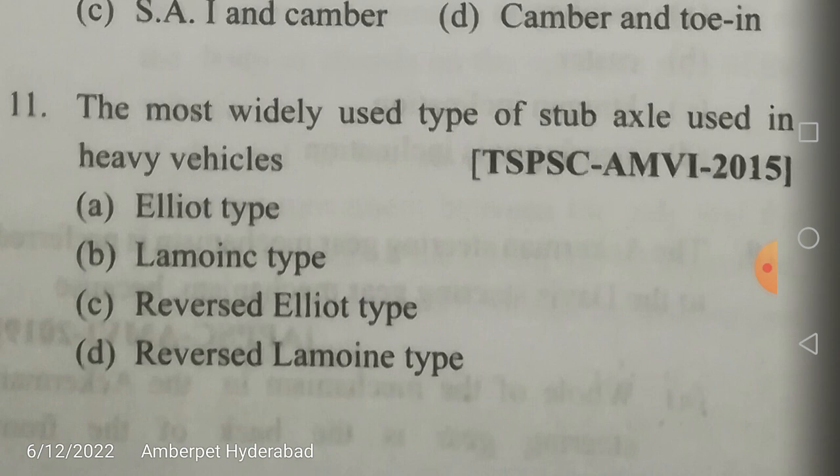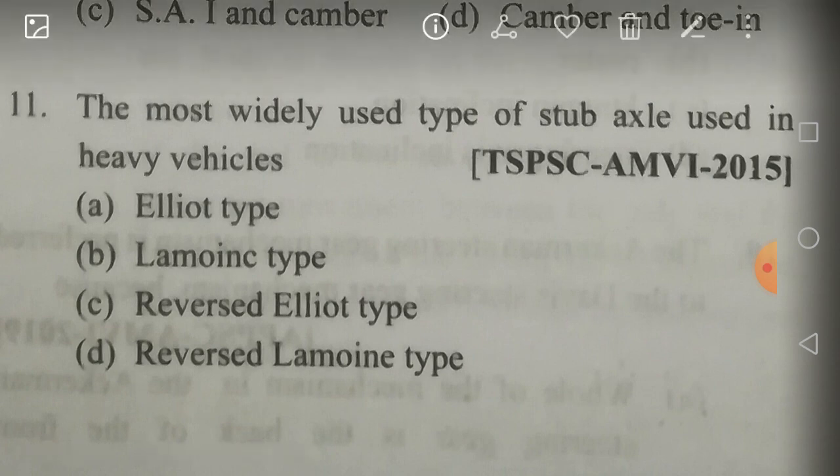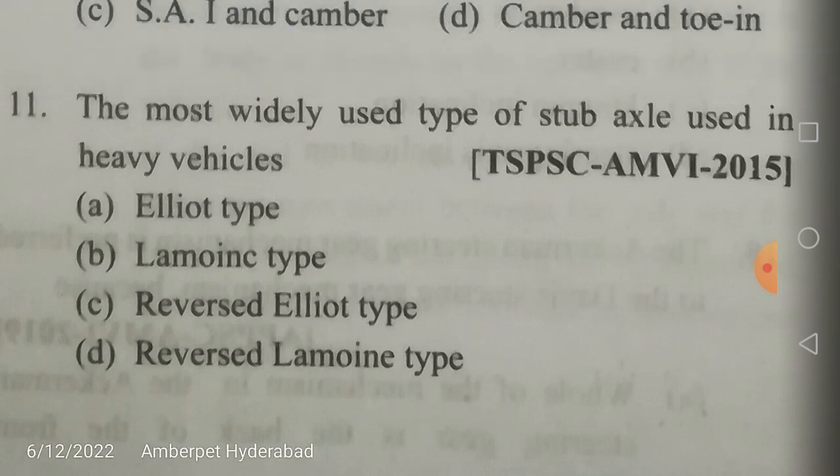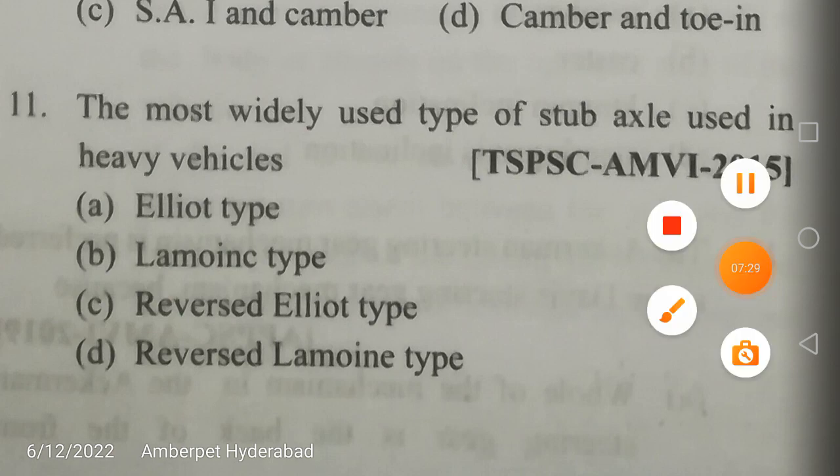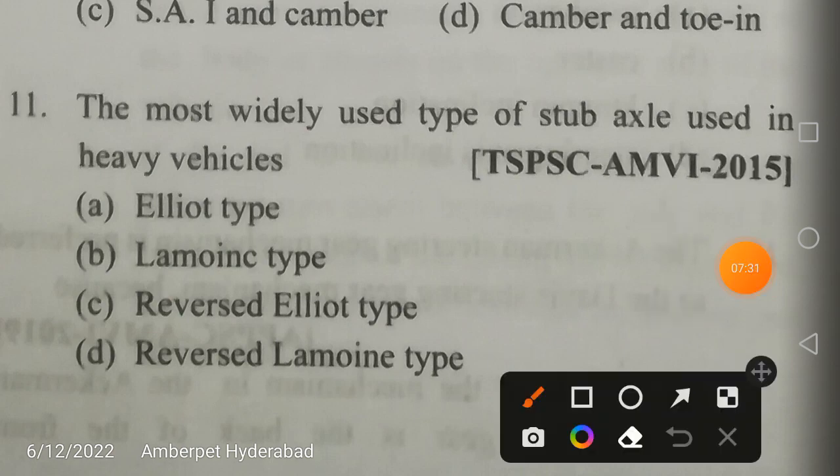Next, the most widely used type of stub axle used in heavy vehicles. There are various types of stub axles, friends: Elliott type, Lemoine type, reverse Elliott type, reverse Lemoine type. Each has some specific features, so please go through that. But out of these 4 types, what is the most widely used type of stub axle? It is the reverse Elliott type. The reverse Elliott type is the most widely used type of stub axle in heavy vehicles, friends.